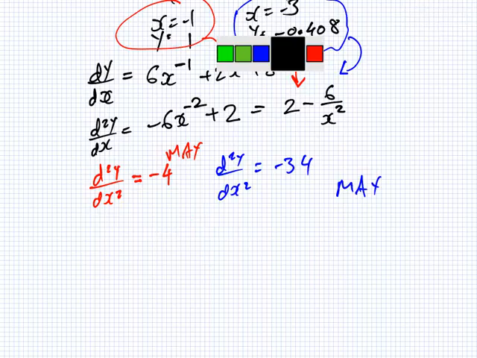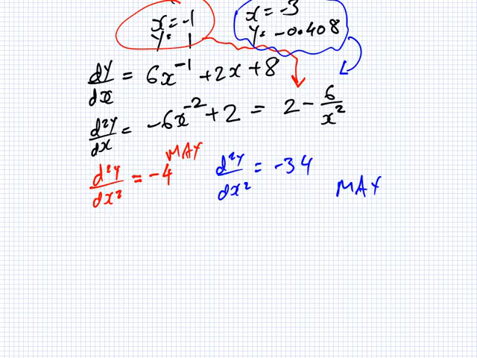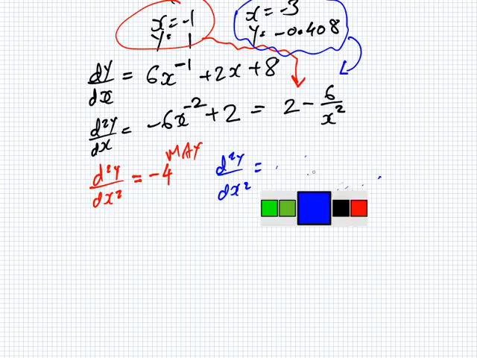What's wrong? x equals minus 3. Oh, minus 3. Oh yeah, I put in the y. It's 2 minus 6 over 9. So it's not negative, it's positive. That's okay. So I guess this graph is not two maximums. So this is 4 over 3? Yeah. So positive makes a minimum.